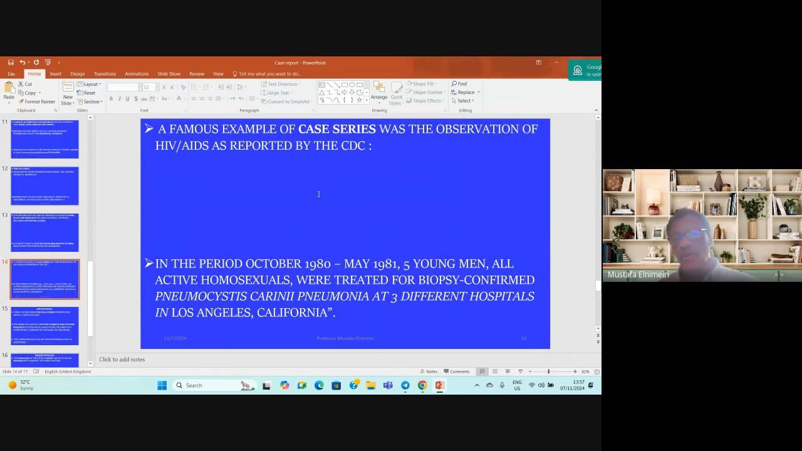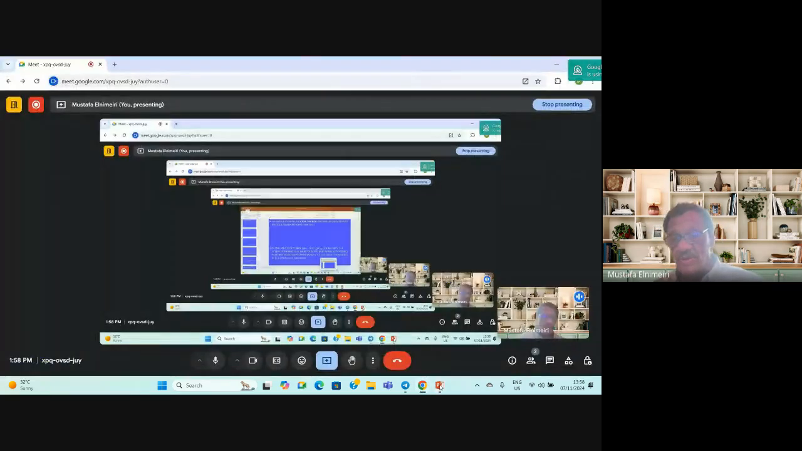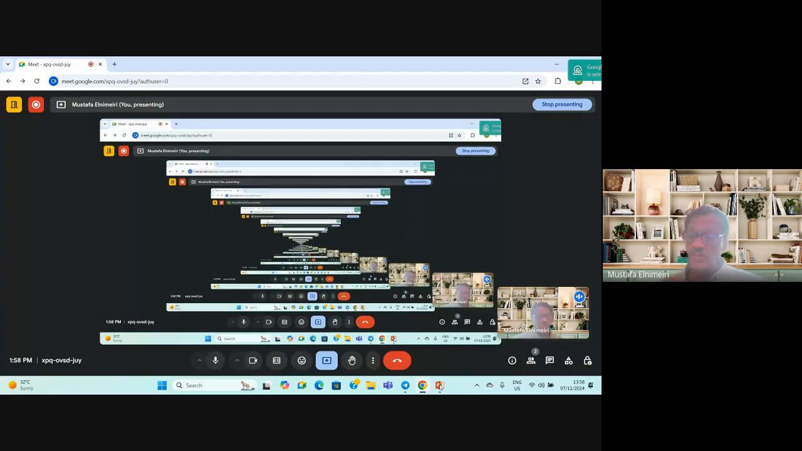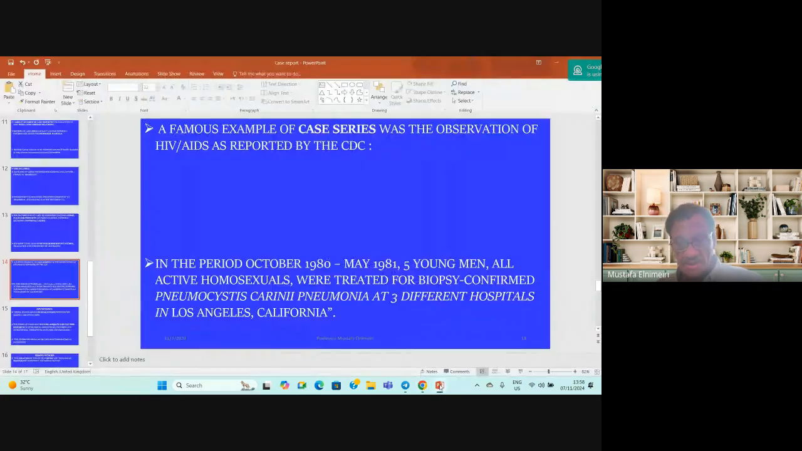A famous example of case series was the observation of HIV/AIDS as reported by the CDC in the period October 1980 to May 1981. Five young men, all active homosexuals, were treated for biopsy-confirmed Pneumocystis carinii pneumonia at 3 different hospitals in Los Angeles, California. And that was the start of the story of HIV/AIDS, which was proved later on after years.